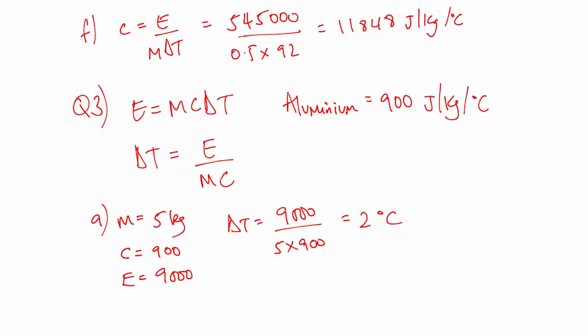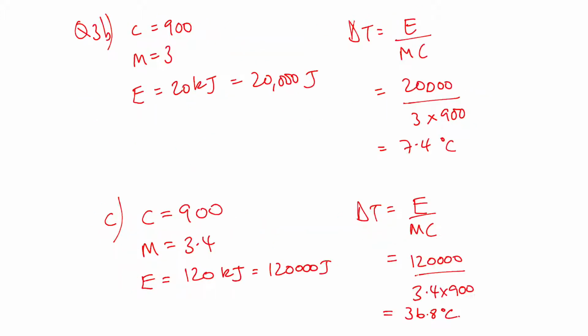So how much would you expect the aluminium to go up by? Well, we can work that out. We can have the energy divided by the mass, which is 5, multiplied by 900, which is our specific heat capacity for aluminium, 2 degrees.